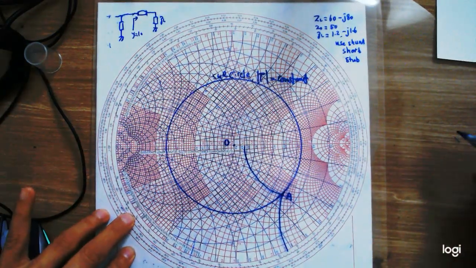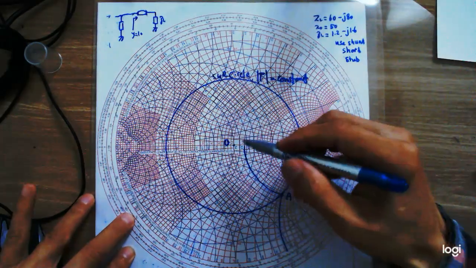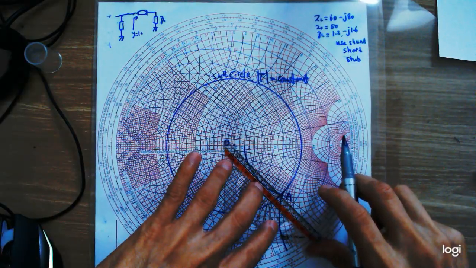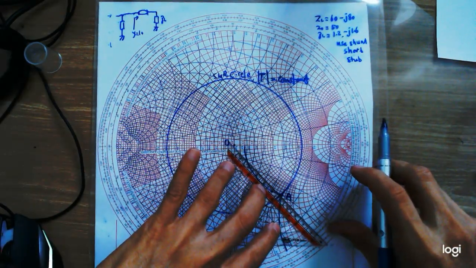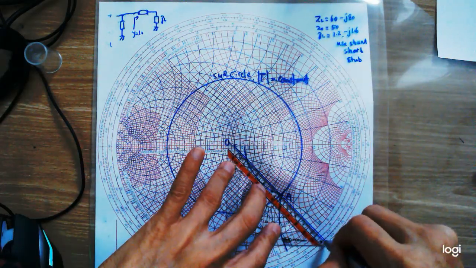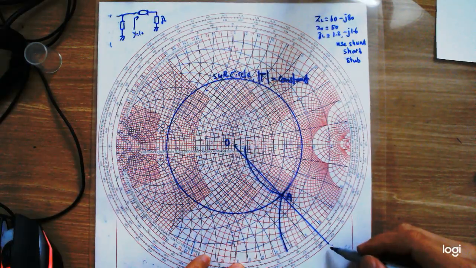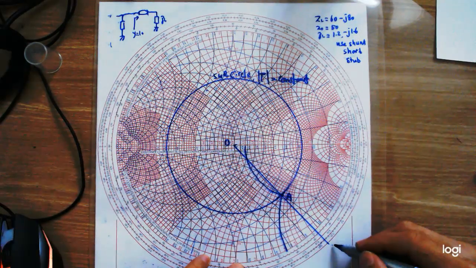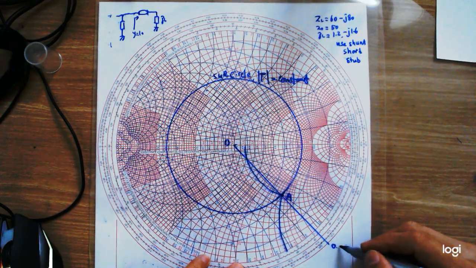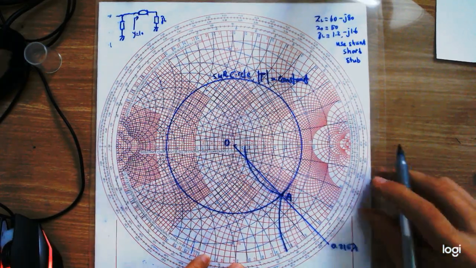Now, the next thing that I will need is to draw the line OA and extend the line until I reach the outermost circle. And from here, I will look down the position. According to my reading here, the position is 0.315 lambda.